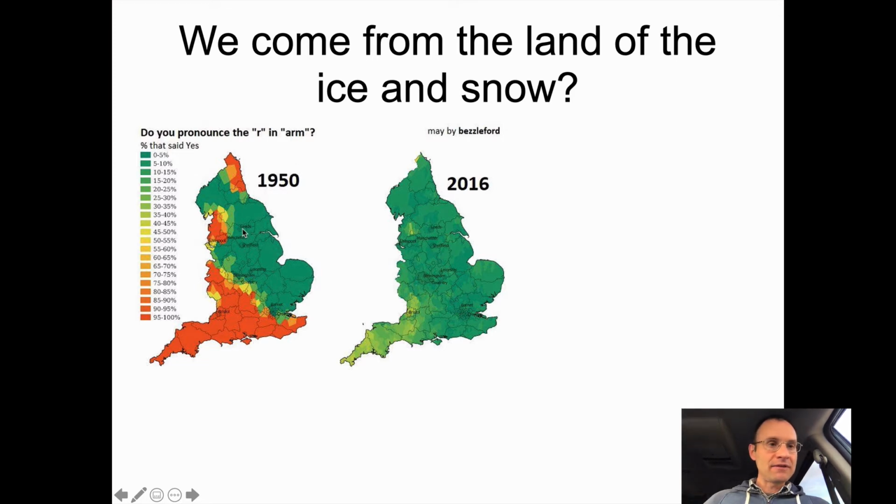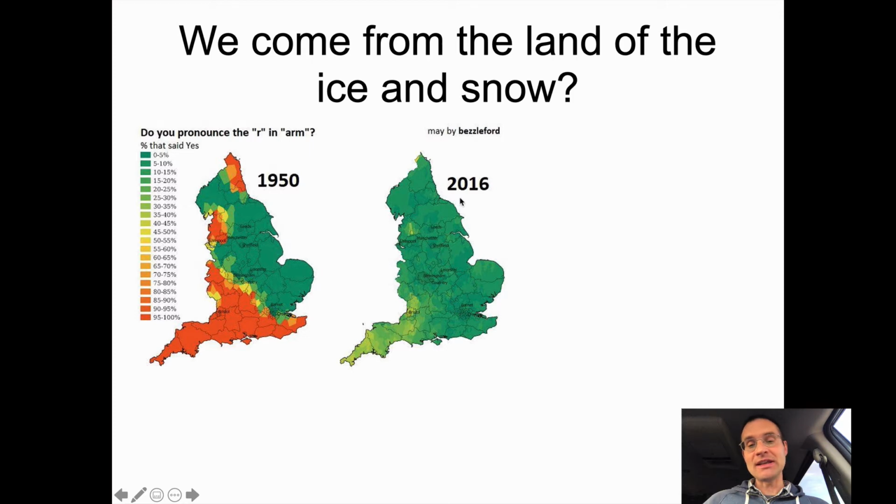And in 1950, the green areas are basically where people are dropping the R. And so London is down here and kind of has this influence up here in the northern and eastern parts of the country. And in this southwestern swatch, they are keeping the R. So not only is Scotland, which is up here, keeping the R, and Ireland keeping the R over here, but also this part is a rhotic dialect.